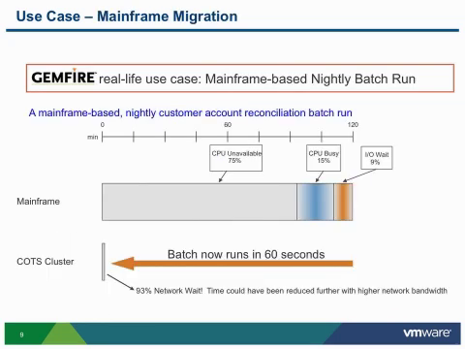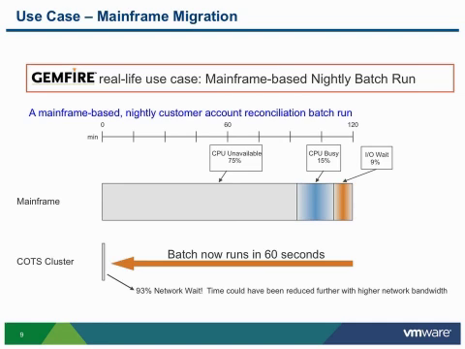In another retail banking use case, this customer did a test where they took some COBOL code that was running a nightly batch job. This was a customer account reconciliation batch job, the kind that a lot of retail banks run. The existing batch job was running on mainframe systems, and it was taking 2 hours to complete.